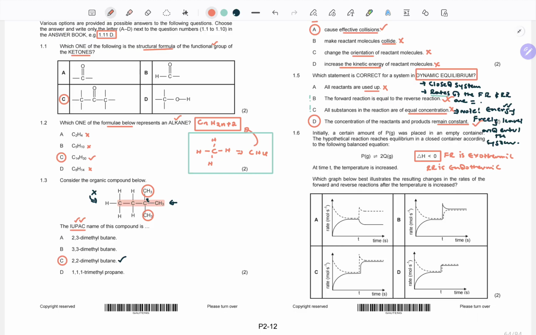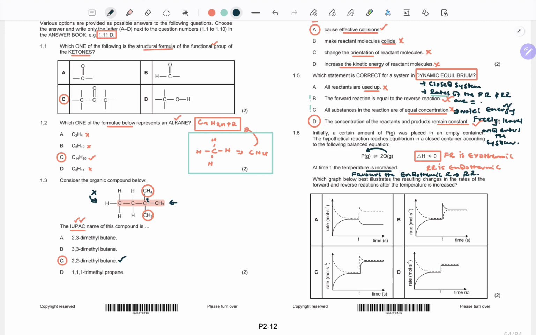Because these always oppose each other like that. Great. So we need to know this. Now at time t, the temperature is increased. Now we know an increase in temperature favors the endothermic reaction according to Le Chatelier's principle. An increase in temperature favors the endothermic reaction. And this would mean the reverse reaction. It means we are going to favor the production of gas P.